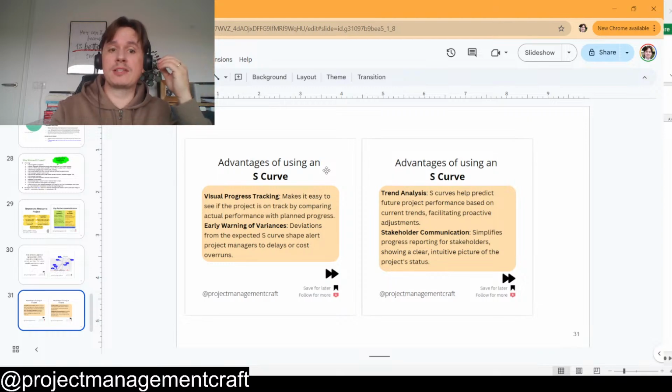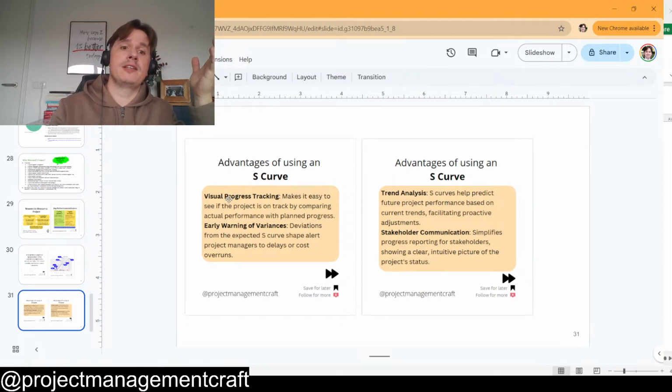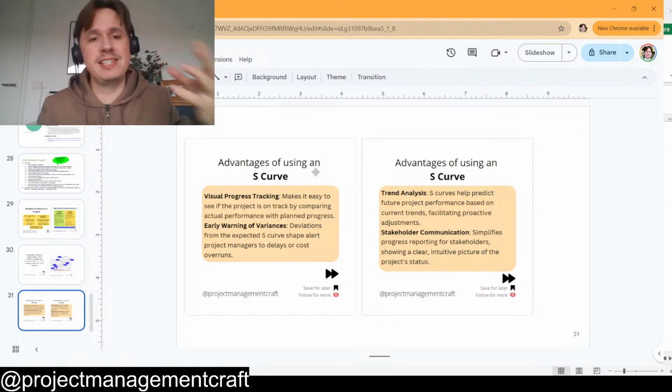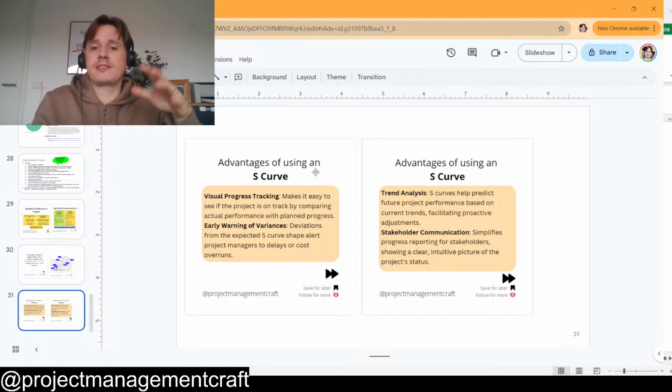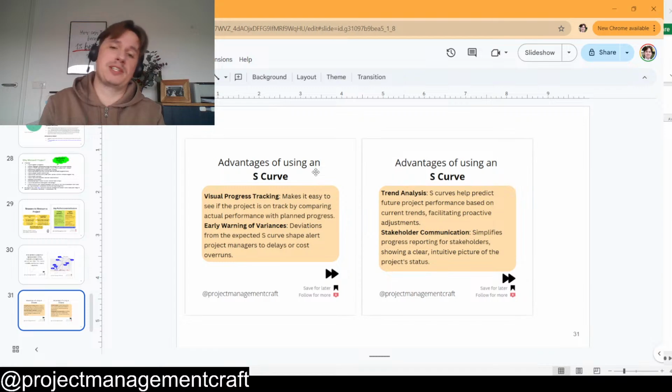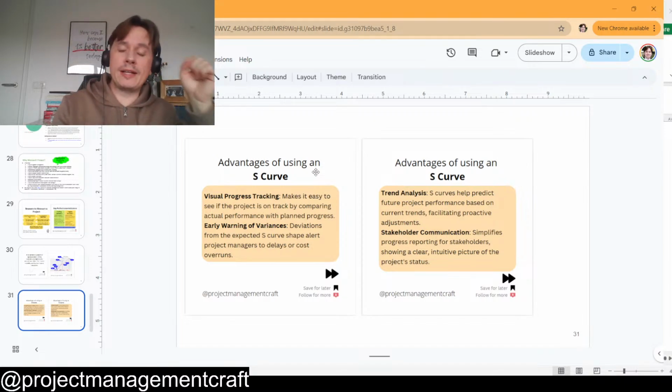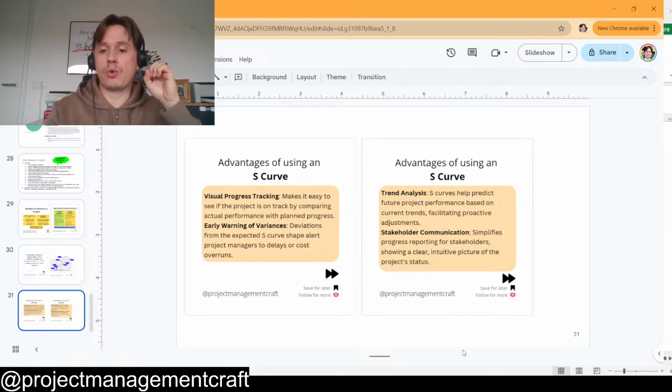But before I go there, what's the advantage of doing that? It's visual progress tracking, so it makes it very easy to see where you are with your project. It's easy to detect early variance in projects. You can identify trends. It's easier to communicate with stakeholders because if it's visual, everybody can understand it. So it's very important that you do that. Now that you have an idea what an S-curve is, I want to open an S-curve from one of my projects and discuss it in detail.